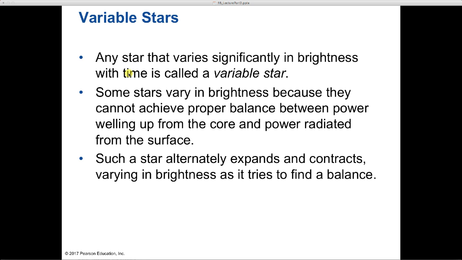And some variable stars have periods, as we call them, the amount of time it takes for them to get bright and then dim and then bright again. That's the period. Some stars can do this over the course of a few hours. Other stars take several years to go through one cycle of brightness. So there's a large variety of possibilities.